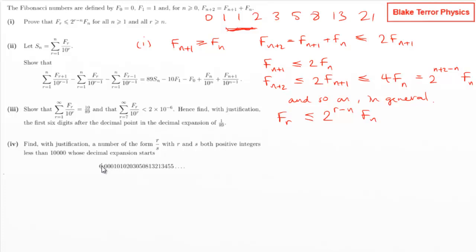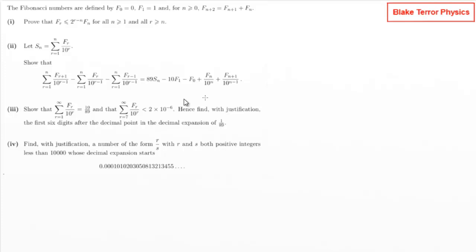Right, this second part looks like it's going to be pretty intense. So I'm going to do a new sheet for this because there's so much of it. So we've got S_n is that. So this is the sum from 1 to n of a Fibonacci number divided by 10 to the power of the position of the number in the sequence. So that's going to be some pretty small numbers. And then I need to show all of this.